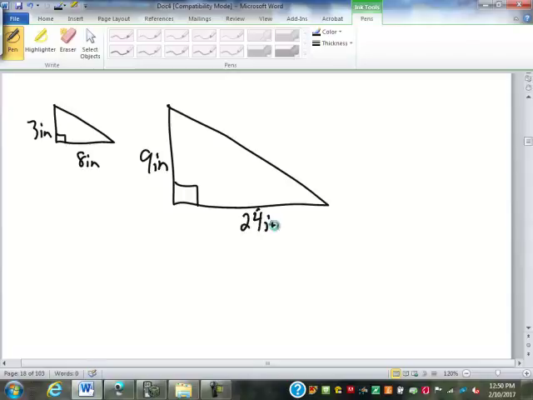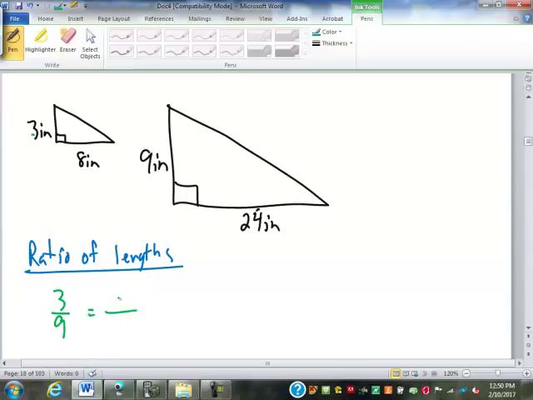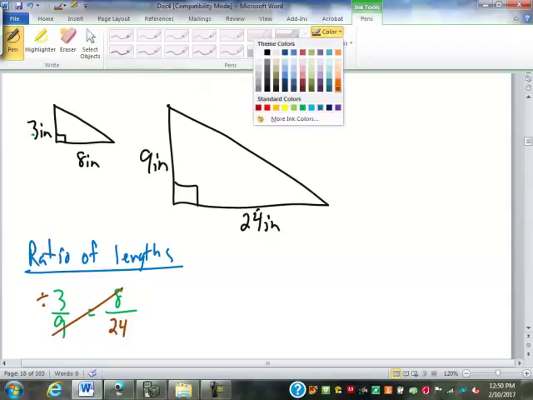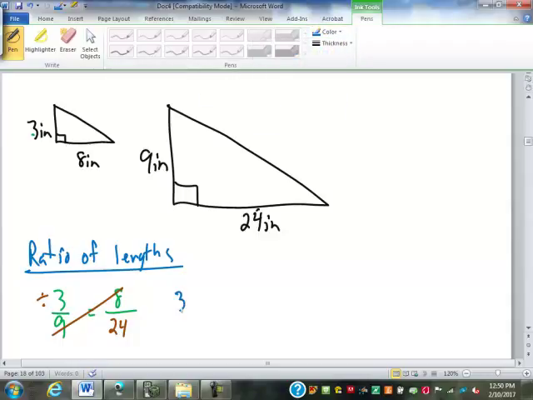How'd you get 24 inches? Use the ratio of lengths, right? We had a ratio here. This is 3 to 9. And then you used, okay, 8 to blank, and you cross multiplied and divided, right? You get 24 here. So the ratio of lengths was this 3 to 9. I'm going to reduce it to a 1/3. 1 to 3 ratio of lengths.